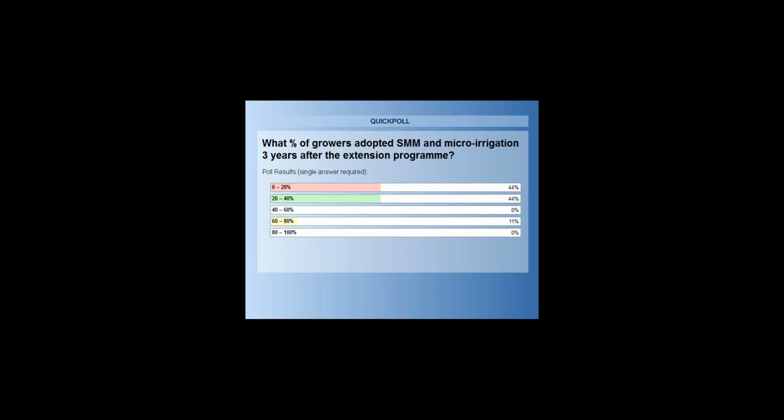In case you can't see that, Kelly, it looks as though 44% have said from 0 to 20, a similar 44% said 20 to 40%, and one brave person by the looks of it said between 60 and 80%. That was very brave of that person.